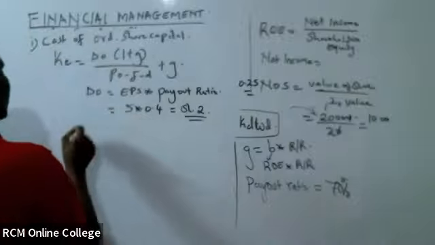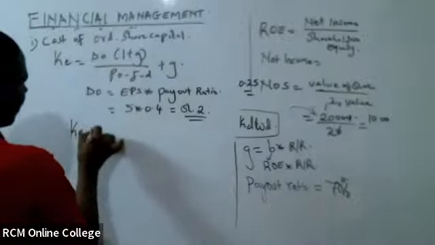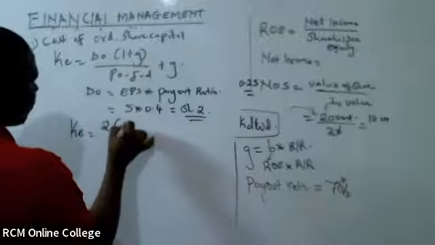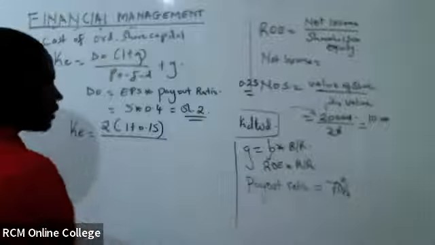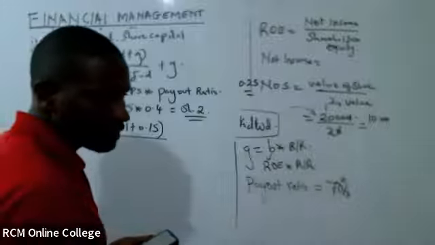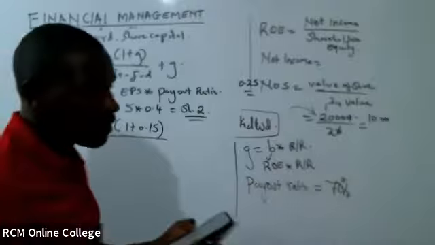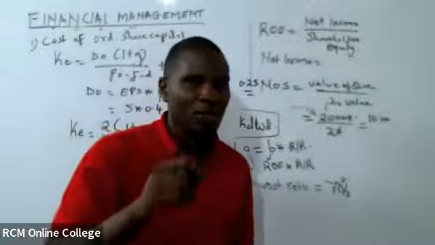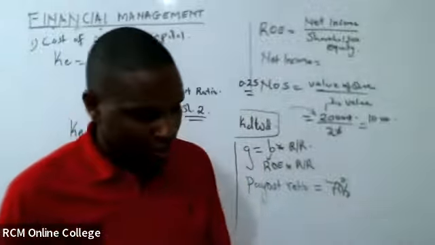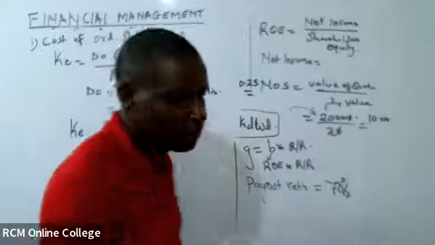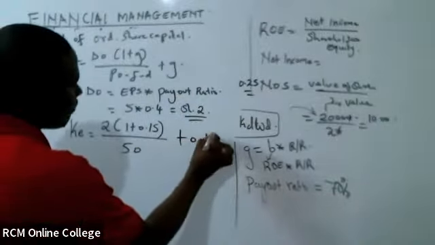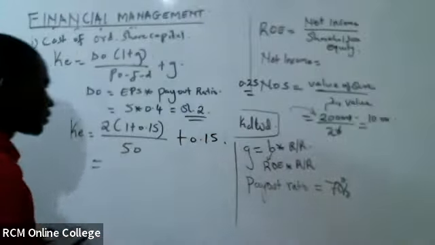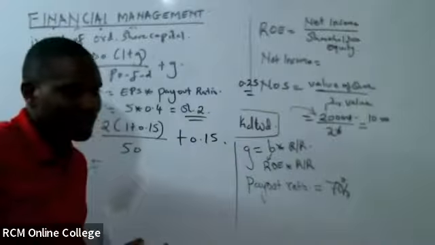So now I have everything here. To get my KE, class, I have my 2 shillings times 1 plus 0.15, divided by the current market price. For ordinary share, wherever they are touching ordinary share, that is the current market price we use, 50. So divide by 50 plus 0.15, and that will give us our KE. What is our KE?